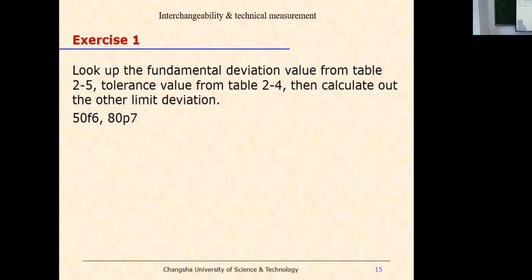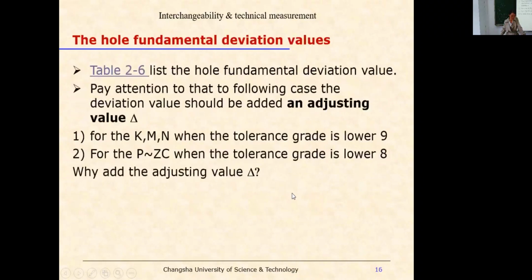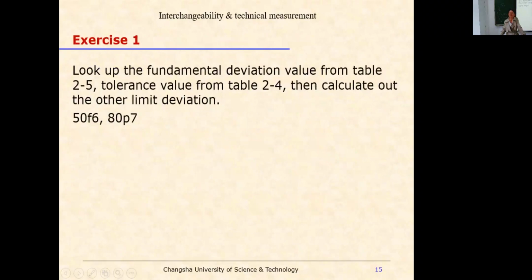So this is a basic skill, how to find the table. I don't know how to tell the students online how to find the table. Hello, student online. Yeah, and I think this is a very basic skill, how to find the table and to design the deviation.